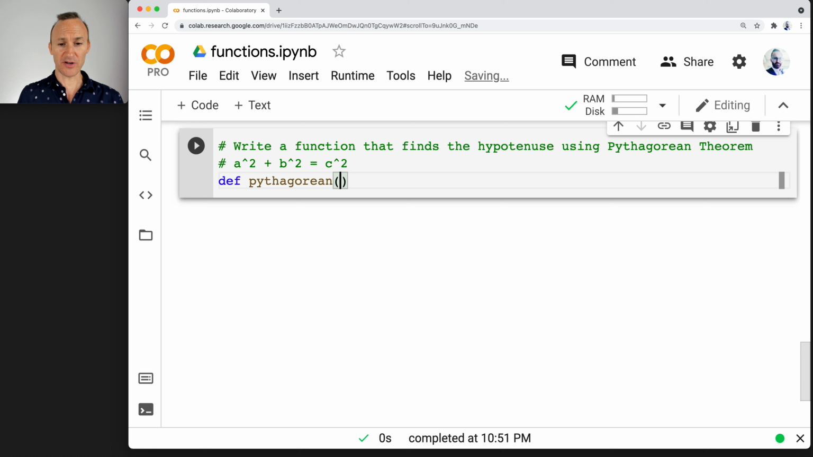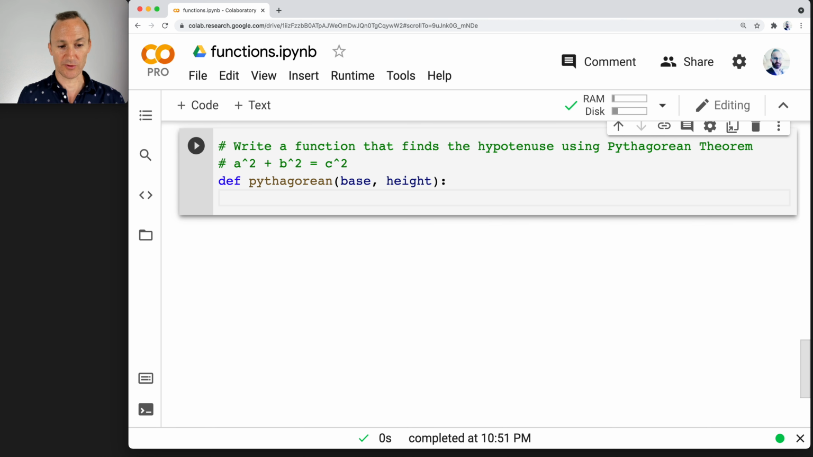And then the input should be two sides of the triangle. Now, if we're actually trying to find the hypotenuse, the other two sides would be the base and the height, because it must be a right triangle. If you put an a and b, that's fine too. In this case, it is understood with the Pythagorean theorem what a and b would be. So that's totally acceptable. Now put the colon and press return.